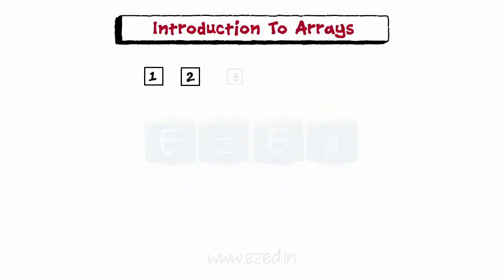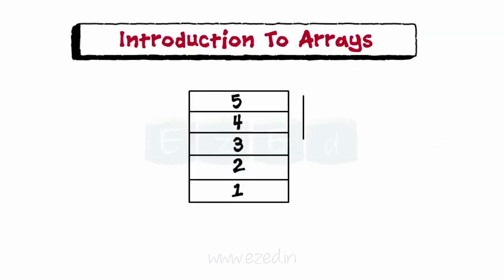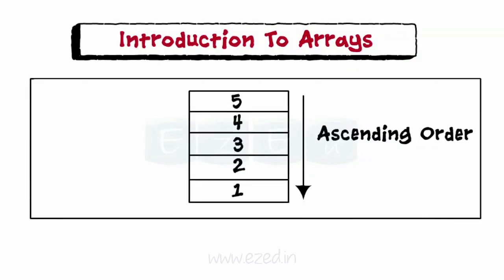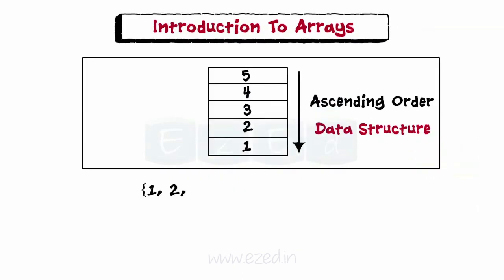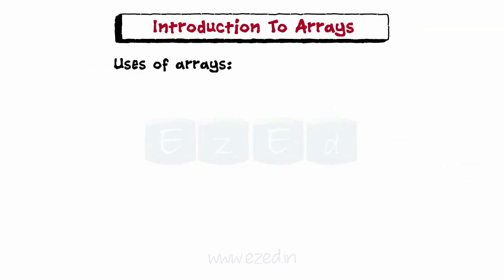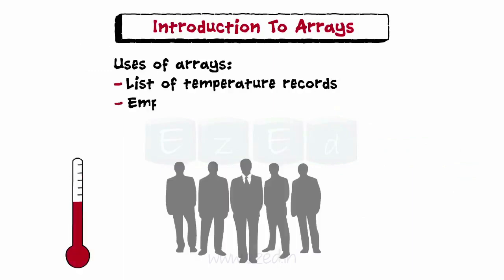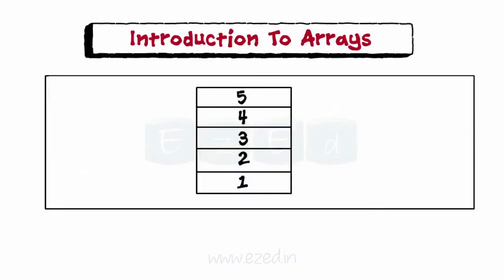An array is a fixed-size collection of homogeneous data items. It stores an ordered sequence of like-type data. An array is thus defined as a data structure consisting of an ordered set of values. Thus, this array of 1, 2, 3, 4 is different from 1, 2, 3, 4. An array is used for representing a list of temperature records, employees of a company, test scores and so on.